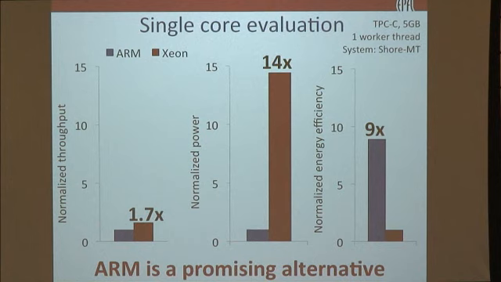So this tells us when running a disk-based system, ARM is indeed a promising alternative to Xeon because it delivers satisfactory high performance while also maintaining its low power consumption characteristics. But this is a disk-based system. It has a lot of overheads. Maybe it's not representative for today's high-performance systems.